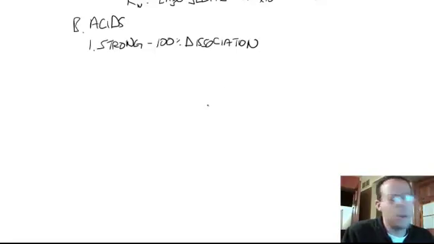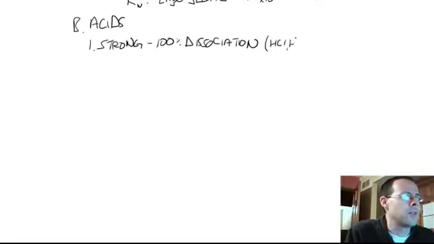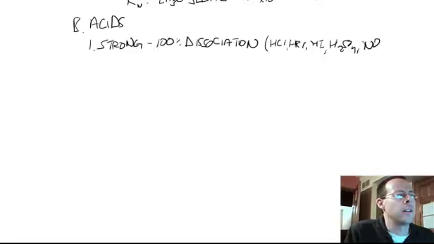We've listed these several times: hydrochloric, hydrobromic, hydroiodic, sulfuric, nitric, and another great one to know is perchloric. The first five you've got to know. It's probably not bad to know the sixth one as well.